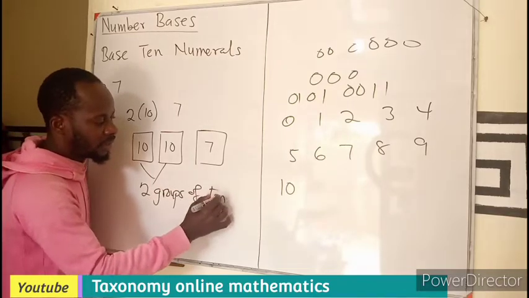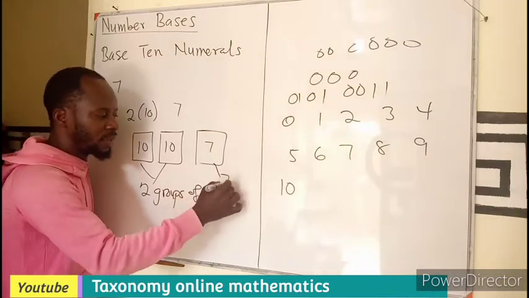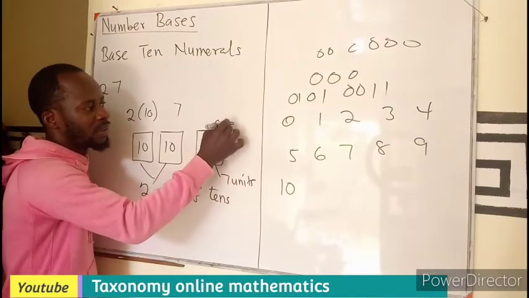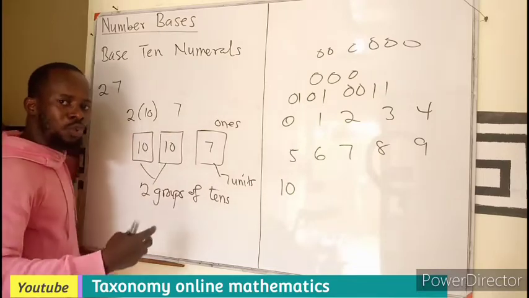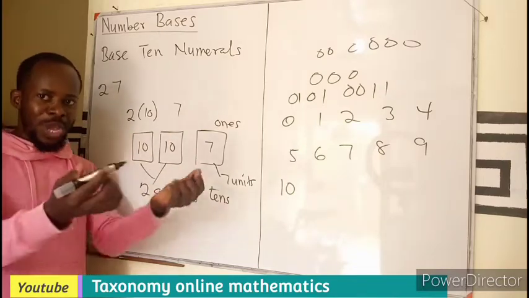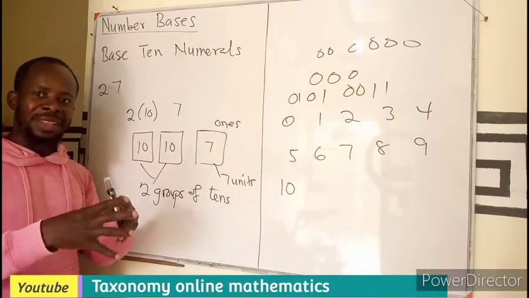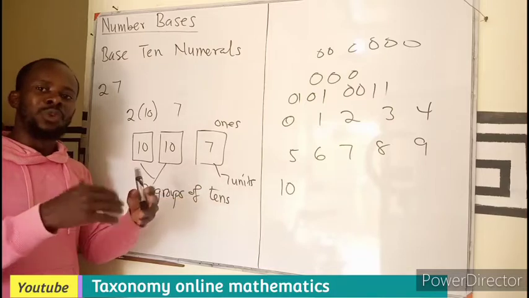So here I can say I have 2 groups of tens. And this is just what? 7 units. We know units simply mean 7 ones. They are just digits 1 up to 7. It's not up to where they can bundle. You know, when you are in basic school, we used to have a 10 bundle of sticks. If it is not up to 10, we don't have to bundle it.